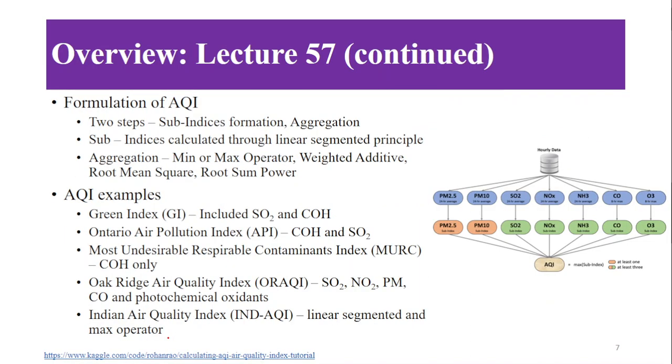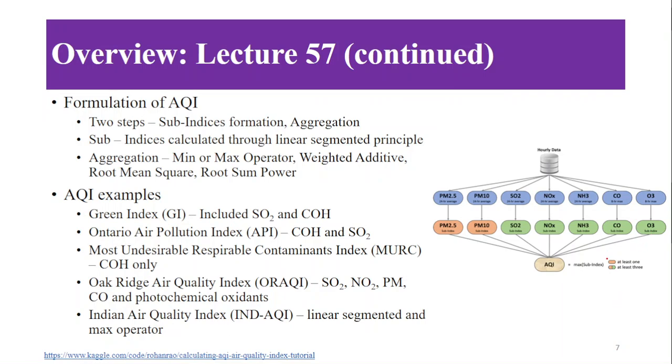The formulation of AQI is done in 2 steps. Firstly, we formulate the sub-indices and then aggregate them. This schematic here shows the formulation of AQI. The hourly data for different pollutants is collected, and then we generate the sub-indices. These sub-indices are then aggregated to form an AQI.